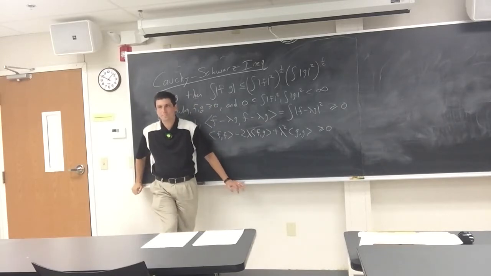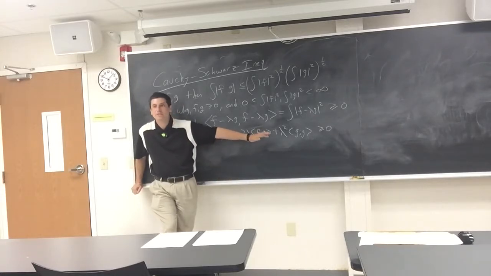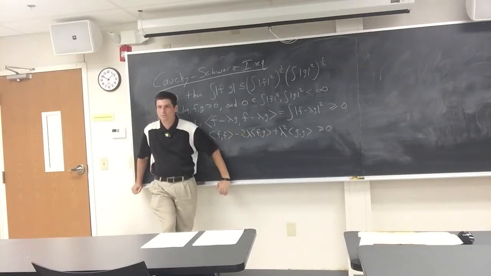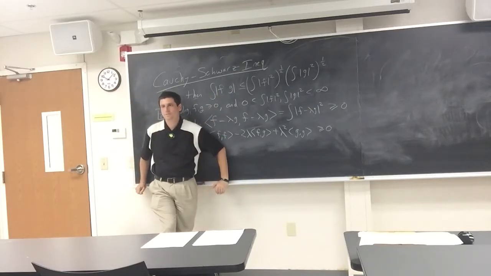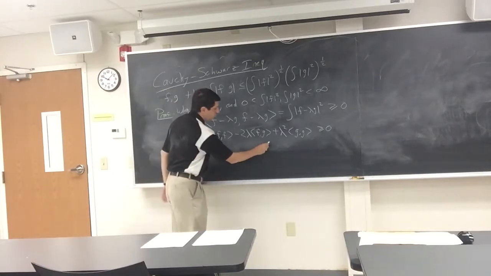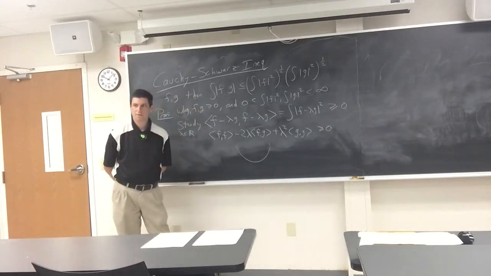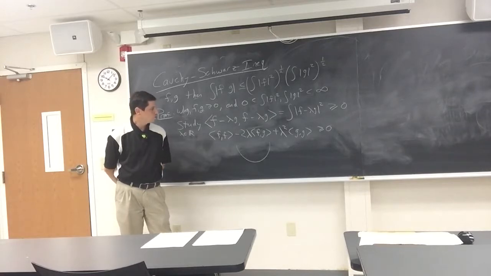Okay? I can choose any lambda I want. So I really should view this as a function of lambda for fixed f and g. What kind of function of lambda is this? It's a quadratic. Does it point up or does it point down? Points up. So we know it's got to look something like this. And so we could ask, what is the smallest this could be? How would we find the value of lambda where this is smallest?